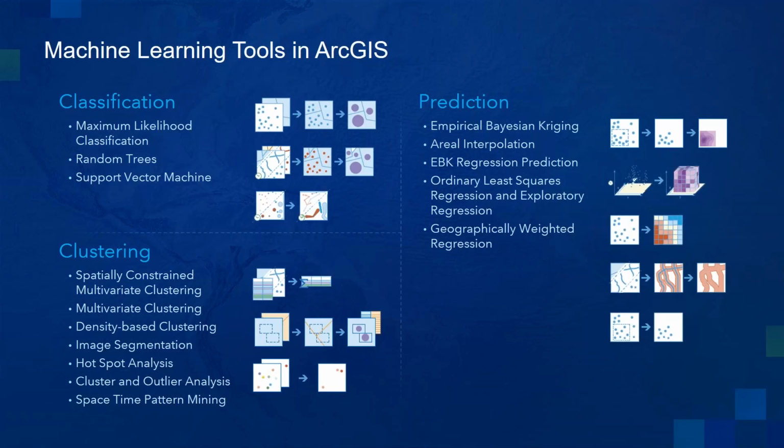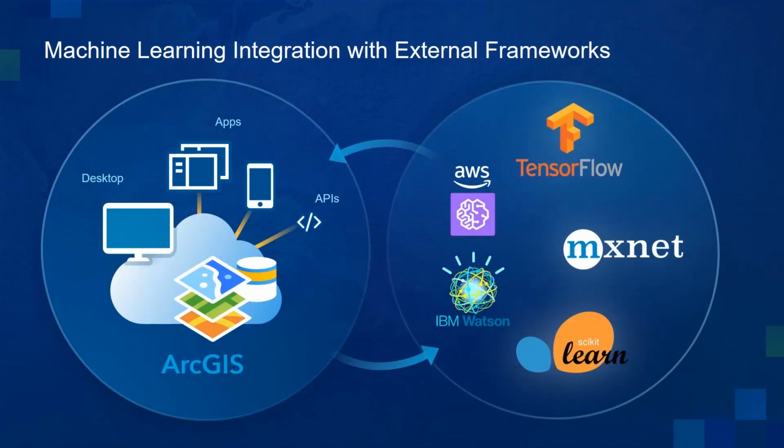So all of these tools, as we know them as GIS practitioners, are available in ArcGIS already. But there's also been a lot of advances outside of what's currently available in ArcGIS. There's a number of different machine learning frameworks out there that leverage things like convolutional neural networks and these deep learning libraries.